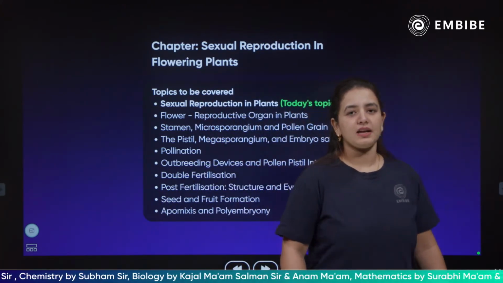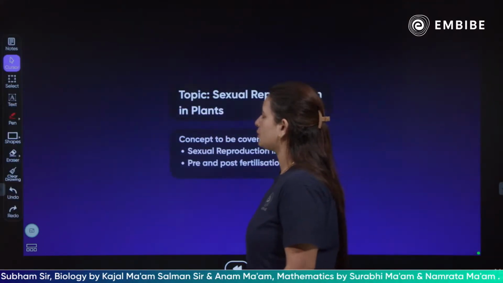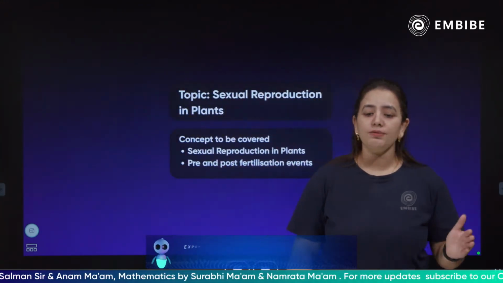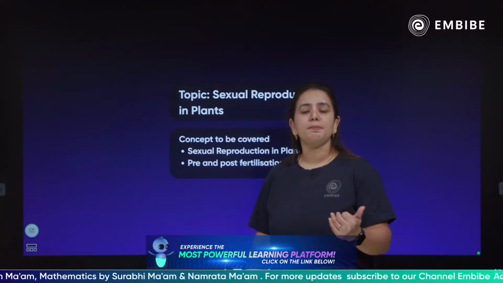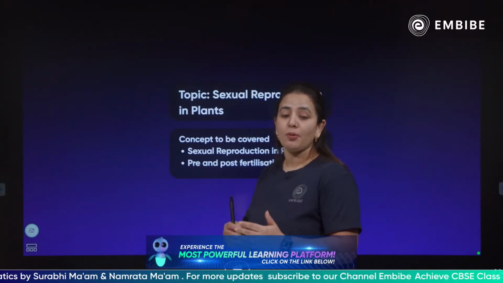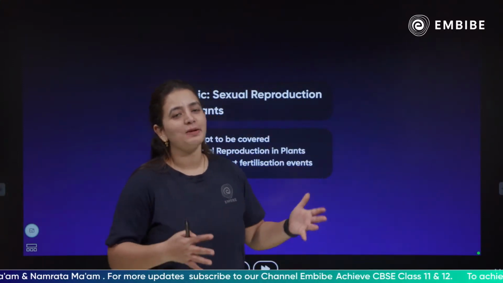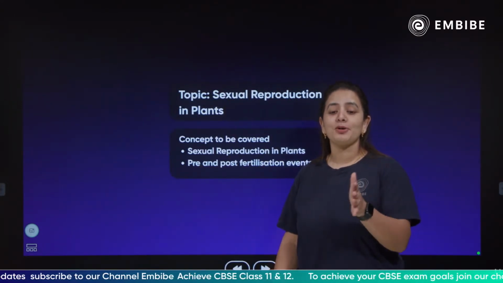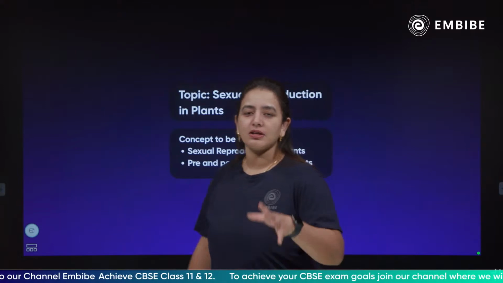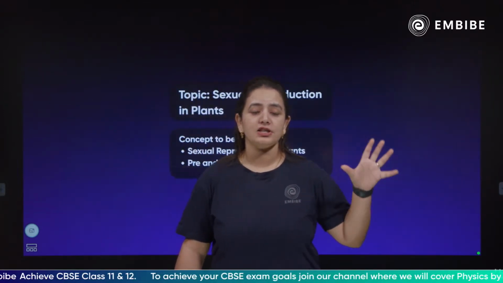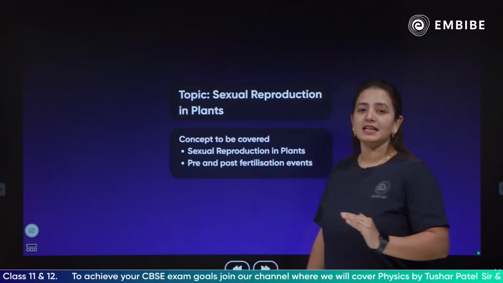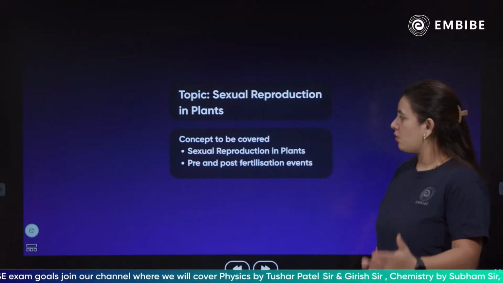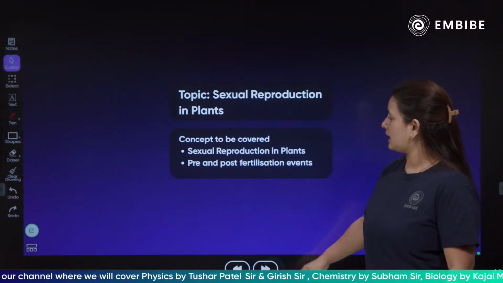Following today's class, the concepts covered would be related to the whole sexual reproduction in flowering plants: what the flowering plants are, what the components of that are, and also the pre and post fertilization events. Just now we were talking about pre and post class activities, so that got stuck in my mind, but no, we're going to discuss the pre and post fertilization events. What happens before fertilization and what happens after it. So without wasting any time, let's start our session, children.